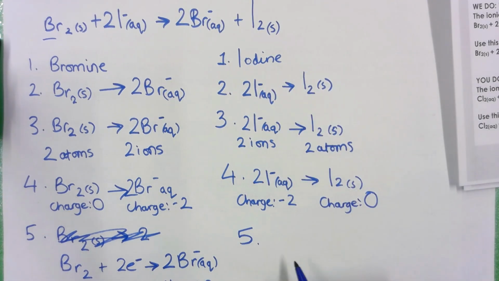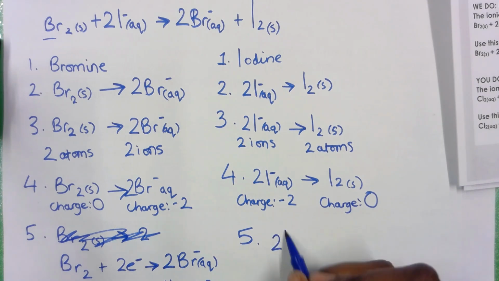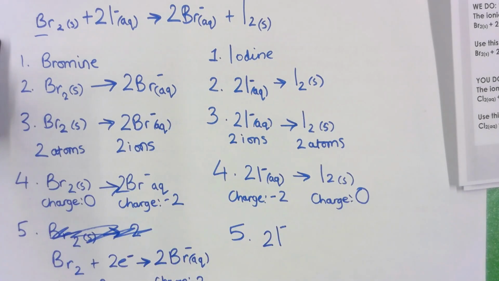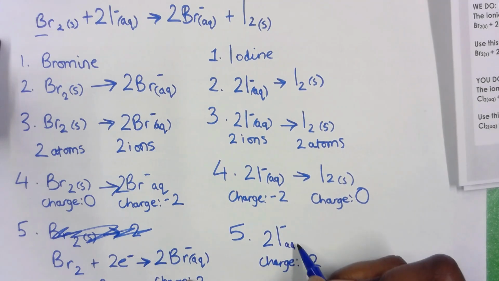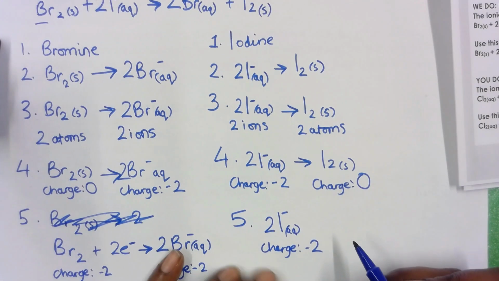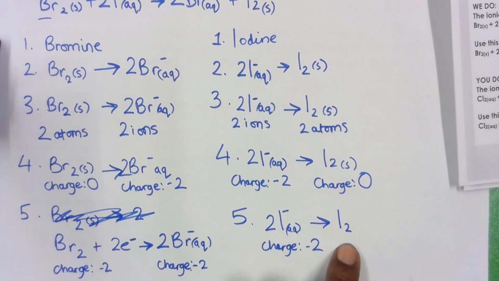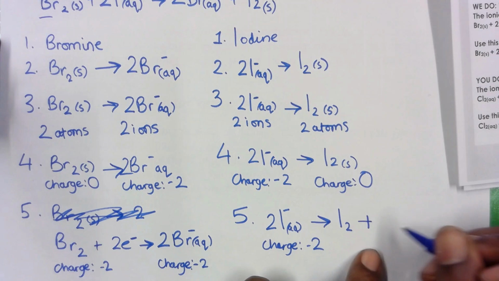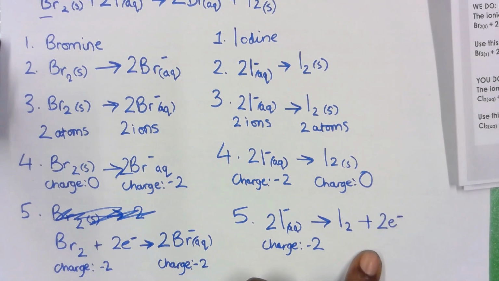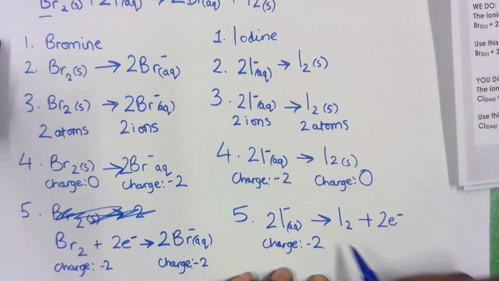And then finally, step 5, we need to balance the charges with the electrons. So here again we've got 2 iodide ions. We know this has a charge of -2, and we need to make this charge -2 as well. So all we need to do here is add our 2 electrons, which should now mean that we've balanced the charge with 2 electrons here as well to make it -2.